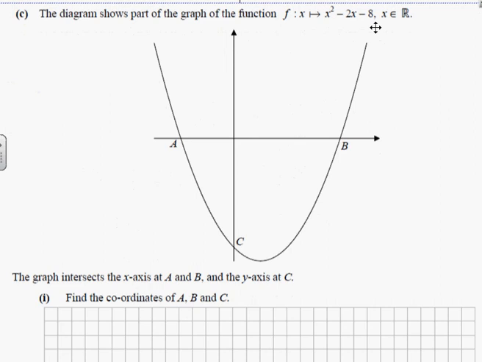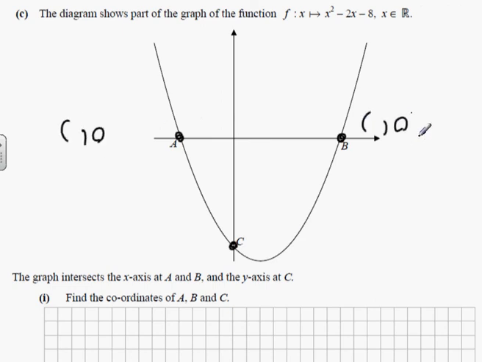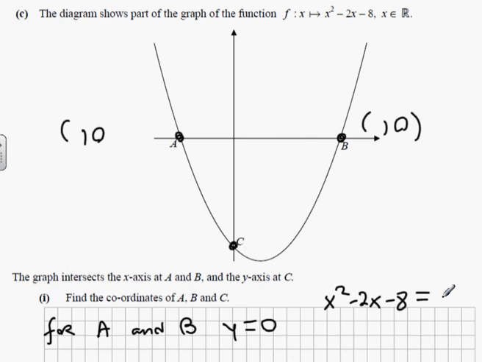This shows you a diagram, okay? And I want you to find out the parts A, B, and C. Now, what are you guaranteed about every point on this line? The y value has got to be equal to 0. So, for A and B, y has to equal 0. X squared minus 2x minus 8 has to equal 0.